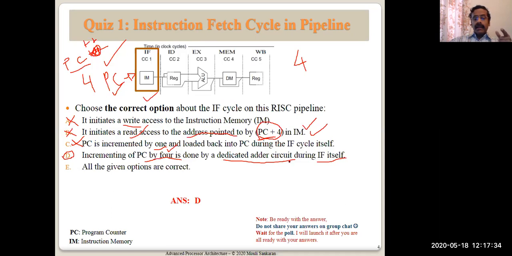And then a dedicated adder circuit is required, because this ALU cannot be used. Because while PC is incremented by the hardware in the IF stage, the ALU is being used by an earlier instruction. So you cannot use the same ALU for PC plus 4. It has to be done in a separate adder circuit, within IF, instruction fetch itself. So after all the statements, the statement 4 is the right one. All other things are wrong.